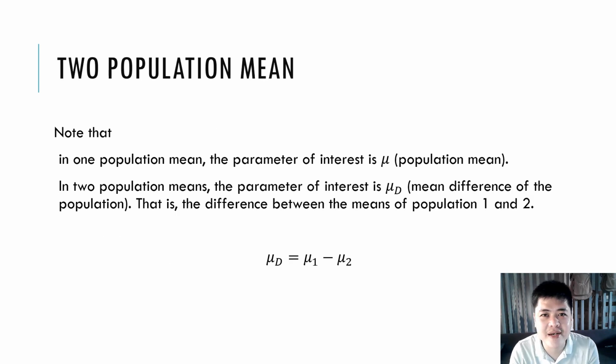Recall that in the hypothesis testing on one population mean, our parameter of interest is the population mean, mu. But for two population means, our parameter of interest will be mu sub d, which is the mean difference of the populations. In symbols, the difference between the means of population 1 and population 2, that's mu d, which is equivalent to mu sub 1 minus mu sub 2.